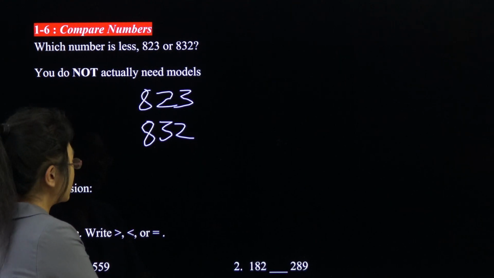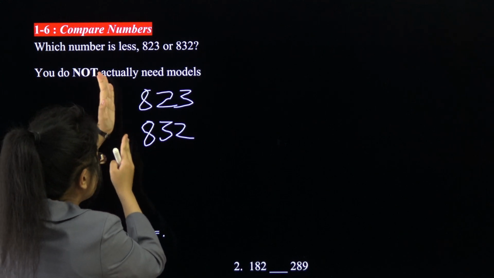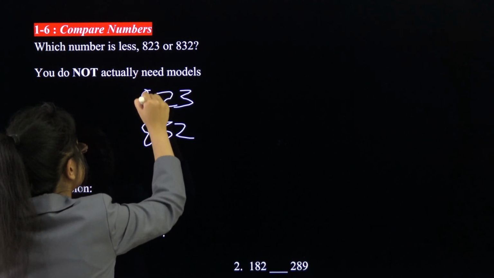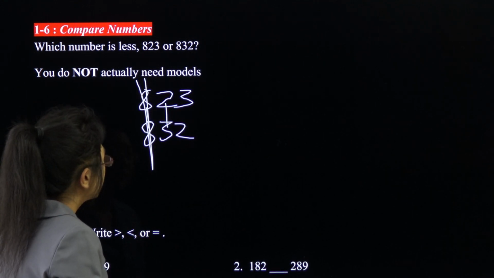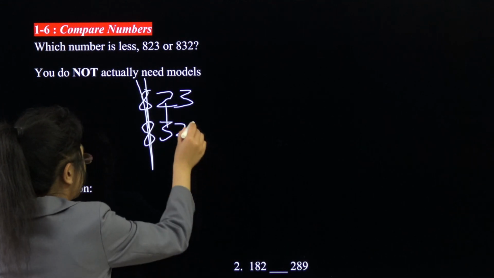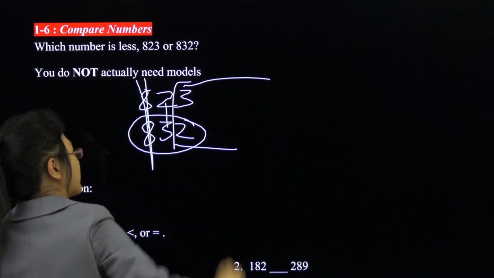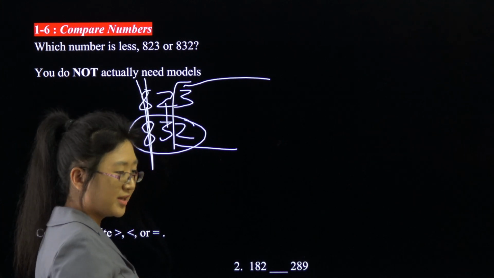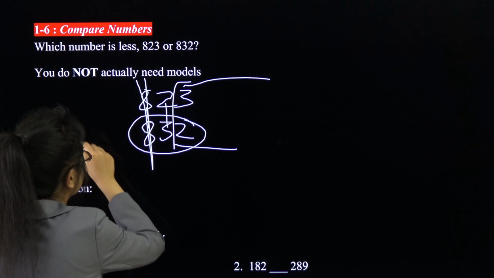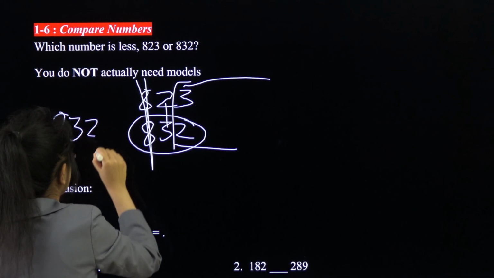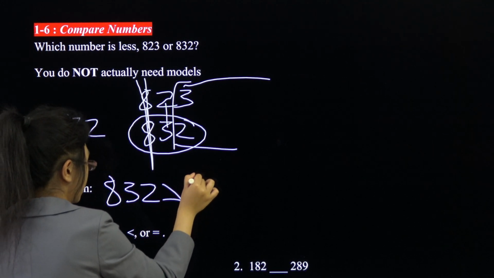Now, both of these have the same number of digits. So you start from the leftmost digit and compare those. 8 and 8, they're the same. So we move on. 2 and 3. Well, 3 is bigger than 2. So the one with the 3 is bigger. Everything else to the left of anything different can be omitted and you just don't think about them anymore. Therefore, 832 is bigger. Conclusion, 832 is greater than 823.